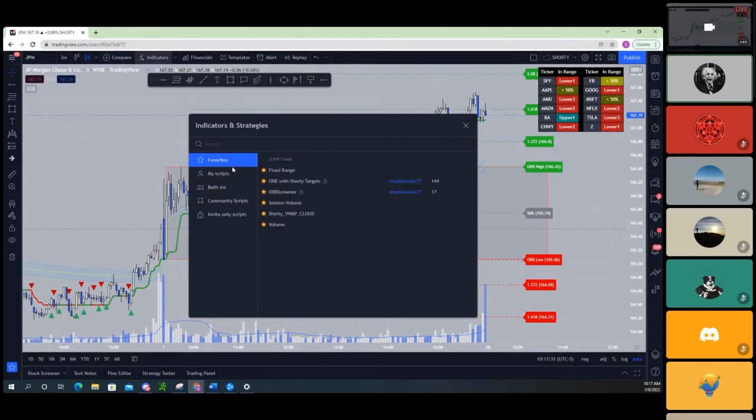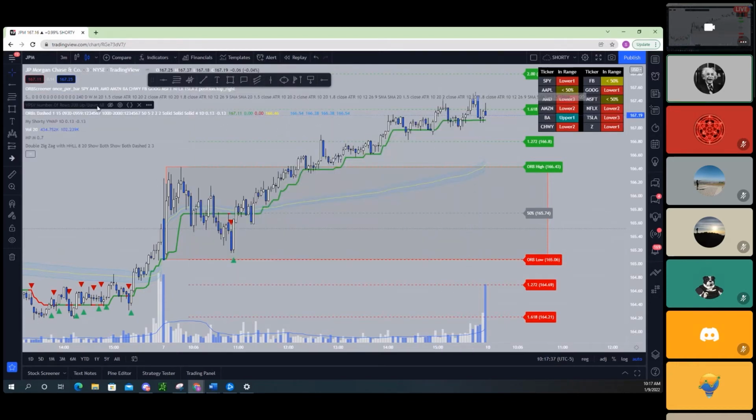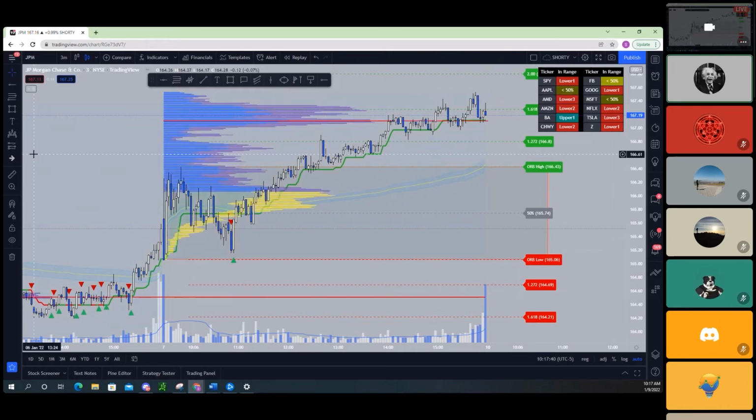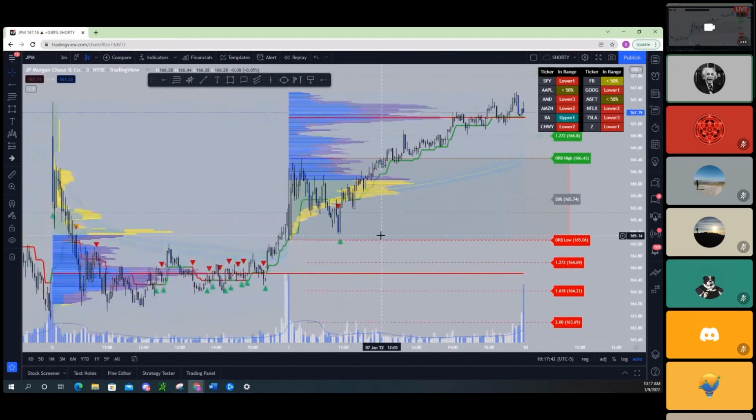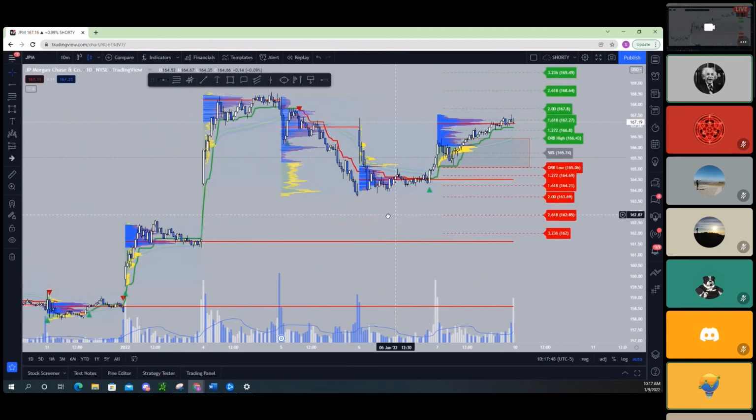But under indicators, there's something called session volume. That's usually what we use when we're using levels. And I believe Drew covered the VPOCs and the POCs. So I do suggest that you look at it and try to figure out what we were talking about and what levels you're calling out.